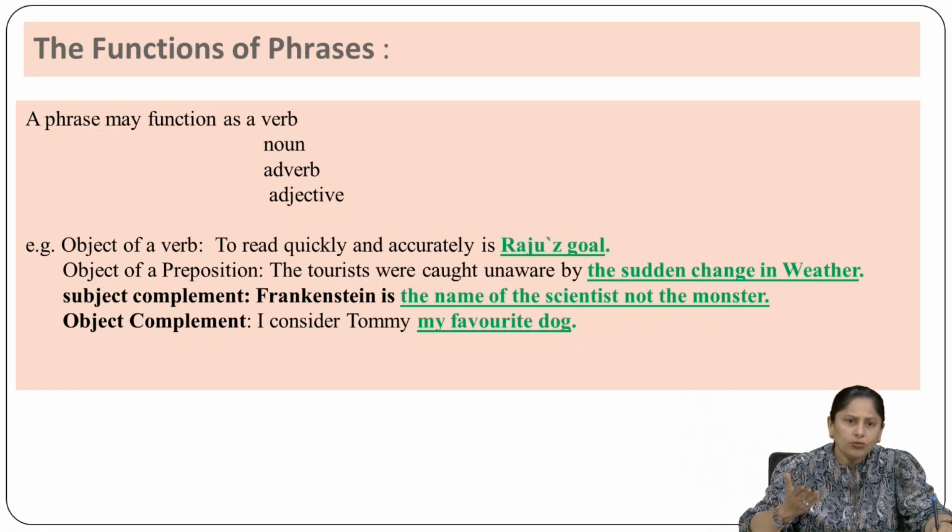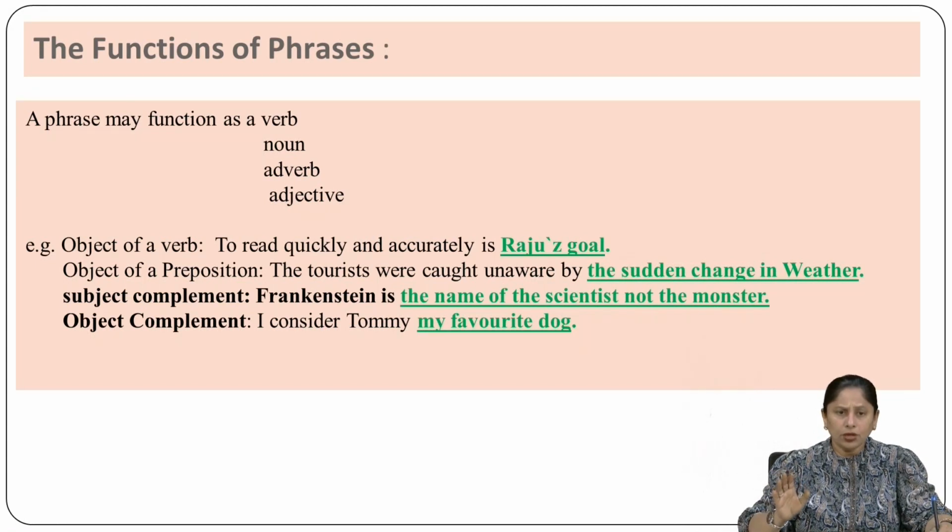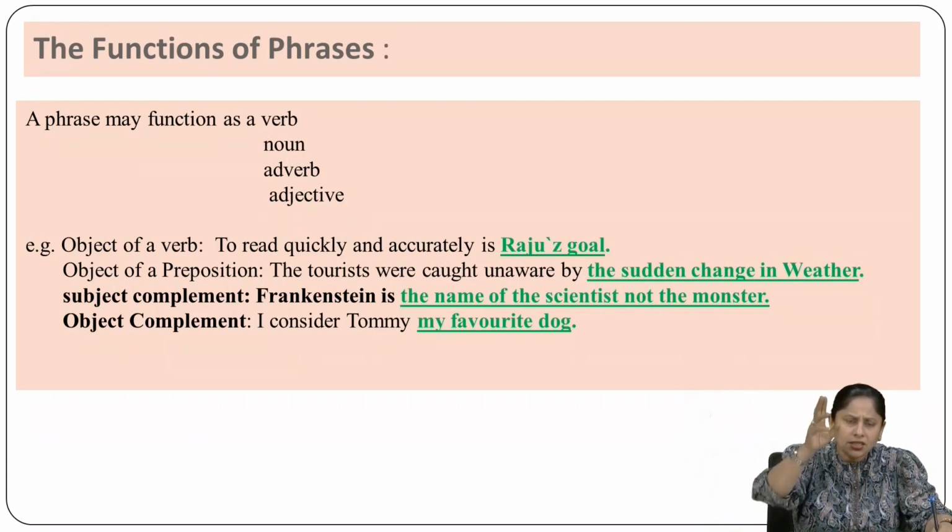And object of a verb, object of a preposition, and subject complement and object complement are very much clear to you. That is what I believe. Still, if you have any doubts, you can write a message in the comments part, and then I'll be in a position to understand whether there are any doubts or not.